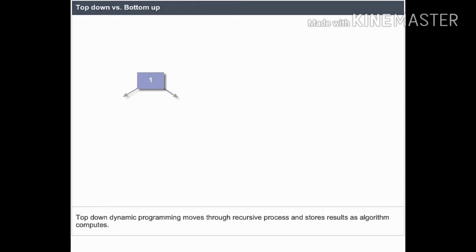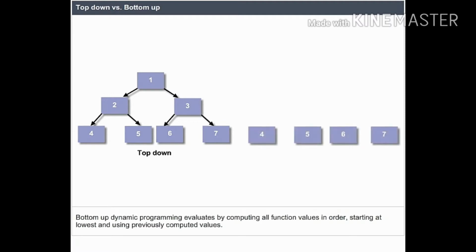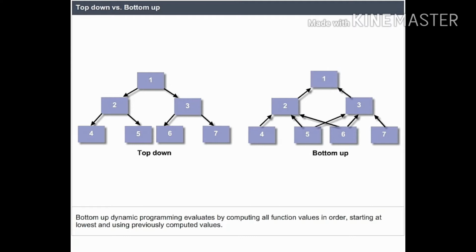Top-down versus bottom-up. Top-down dynamic programming moves through the recursive process and stores results as the algorithm computes. Bottom-up dynamic programming evaluates by computing all functional values in order, starting at the lowest and using previously computed values.